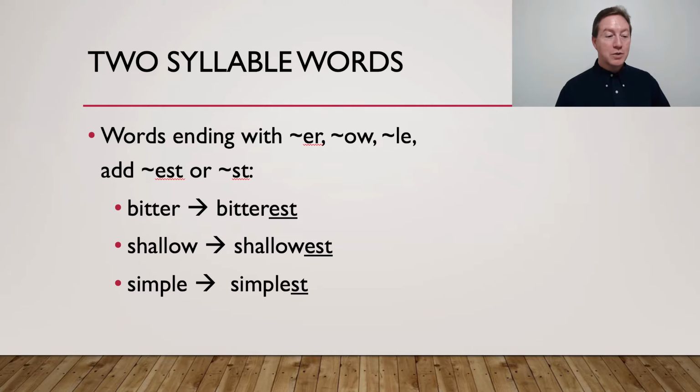There are other 2 syllable words that end in er, ow, or le. In this case, you simply want to add est, or sometimes just st. Like bitter becomes bitterest. Durian is one of the bitterest fruits in Asia. Shallow becomes shallowest. And simple, because it ends in E, we just add EST. Simplest. This was the simplest math problem on the test.